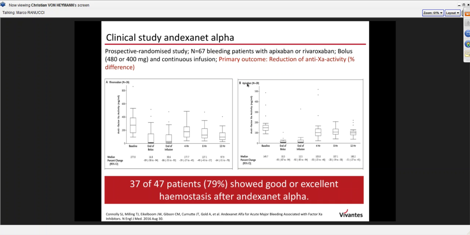So we have this last question now, and it is: do you think there is any role for tranexamic acid with these bleeding patients under direct oral anticoagulants?